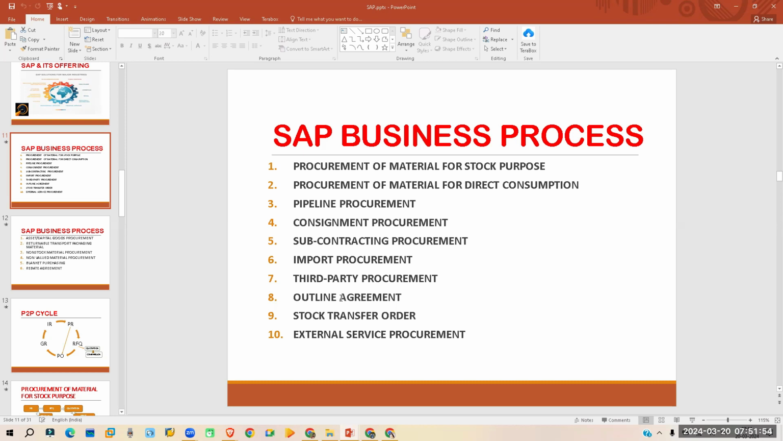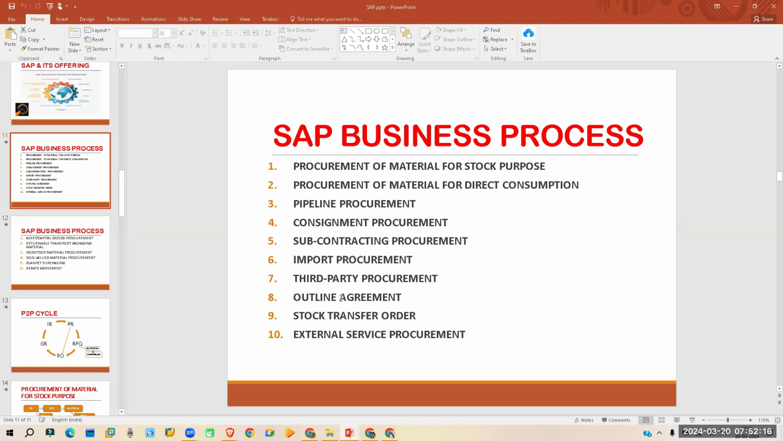Other than that, there will also be stock transfer process from one plant to another plant. Let's say you are storing the product in one plant and you are selling the product from another plant. In that case also you can use the stock transfer order. As per the business requirement, there will be stock transfer orders.